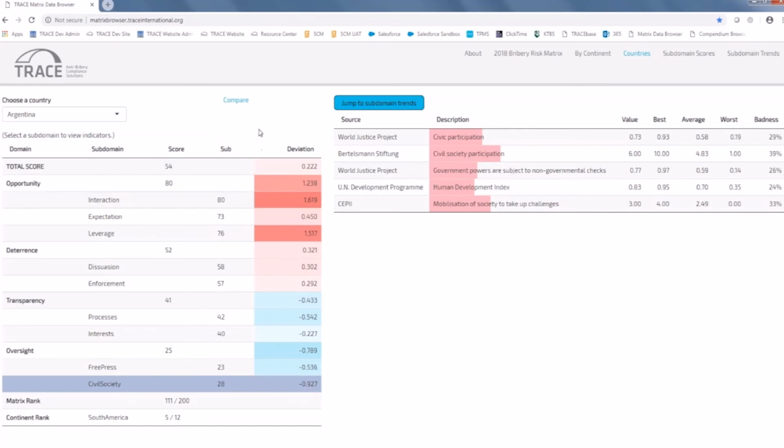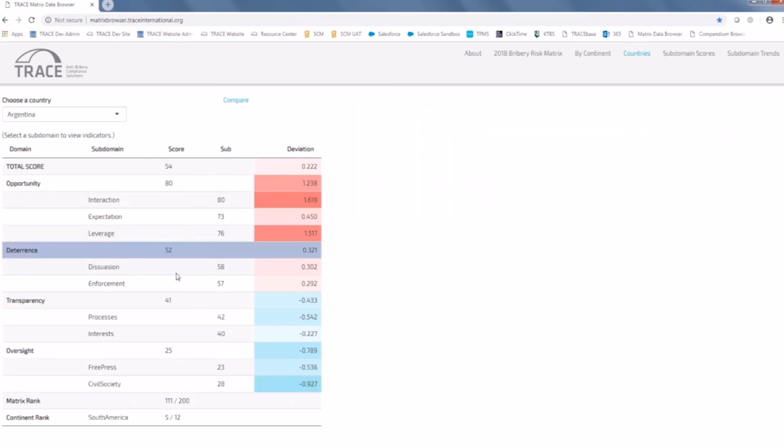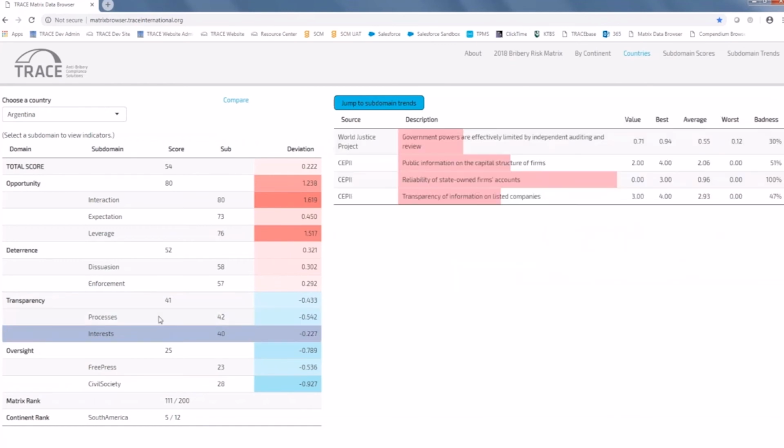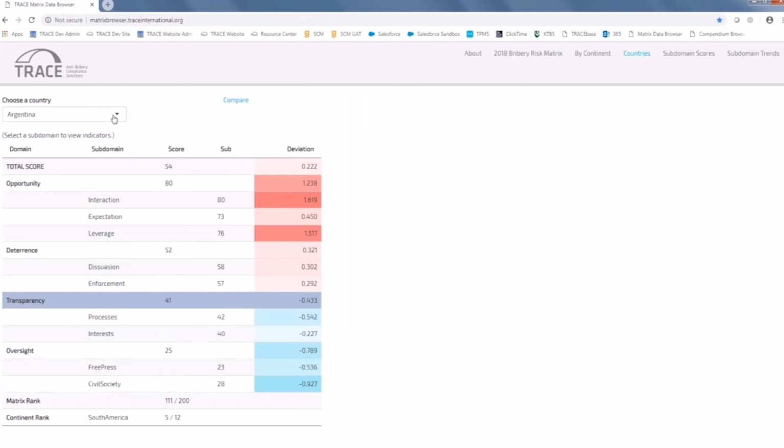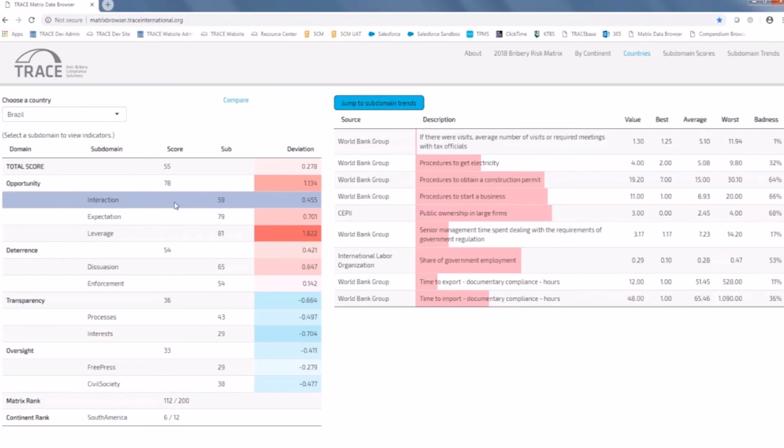Well, maybe we want to know how these scores compare with another country. What if we wanted to, well, we can pull up another country. Let's take Argentina's near neighbor, Brazil, and we can see, well, largely the same sort of profile. Pretty bad on opportunity, not good on deterrence. Pretty good on transparency, decent on oversight, but nothing to write home about.